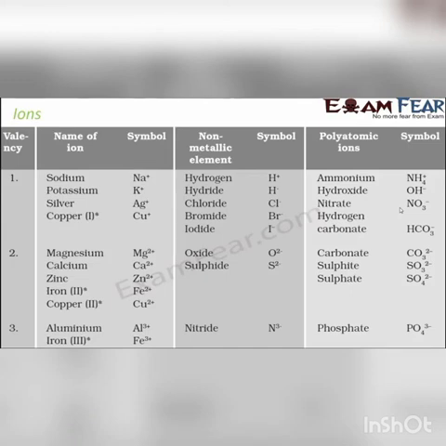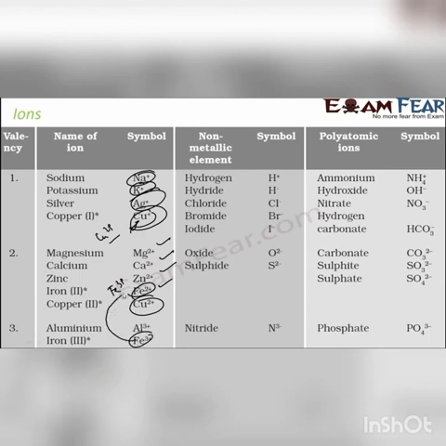If you see, sodium exists as Na plus, potassium K plus, silver Ag plus, copper Cu plus. In fact, copper also exists as Cu2 plus. We will see that in the next higher classes. Magnesium Mg2 plus, calcium Ca2 plus, zinc Zn2 plus, iron Fe2 plus. Iron also exists as Fe3 plus. Right? Similarly, iron exists as Fe2 plus and Fe3 plus.